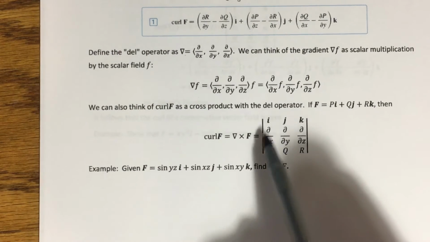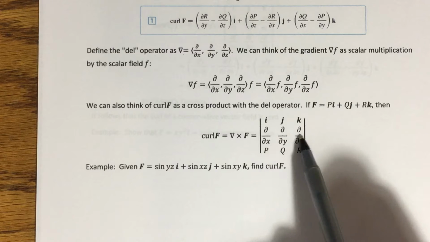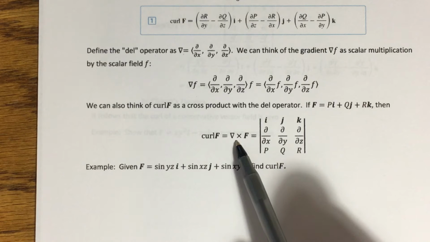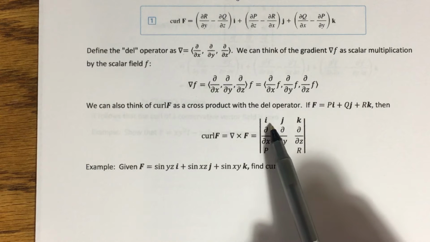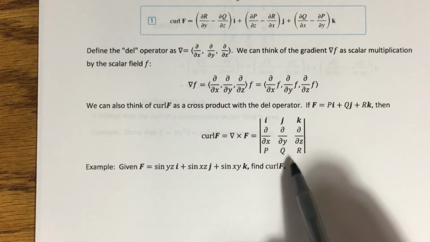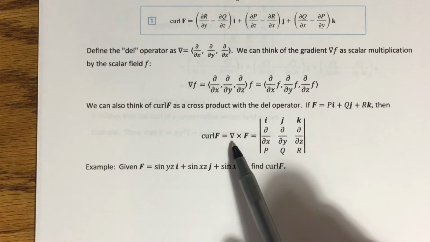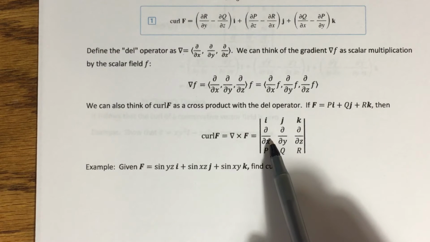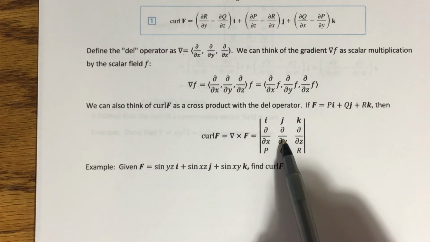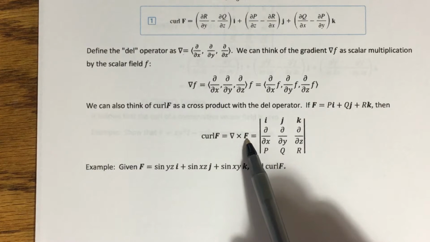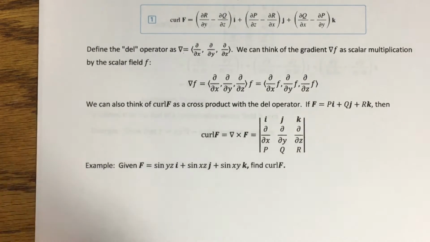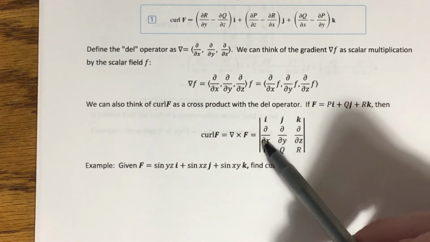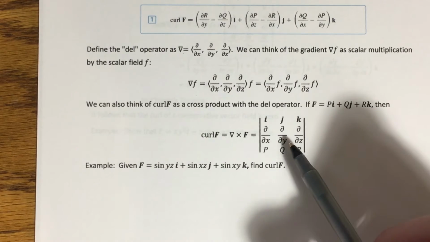Now, using the determinant notation for a cross product, I could think of it as this determinant. The top row is my i, j, and k unit vectors. Del comes first in this cross product, so here's where my del vector shows up as the second row. And then F, my vector field, has component functions P, Q, and R, so that's going to be the third row.